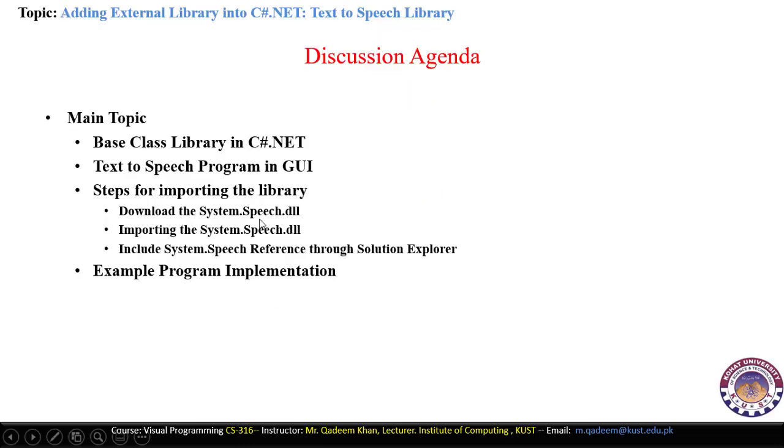This is the discussion of today's class agenda. It contains topics of the base class library in C#.NET. Then we have the text-to-speech program in C#.NET. Then we have multiple steps used for implementing the libraries, where we will perform how to download the system.speech.dll library, then importing the system.speech.dll library into Visual Studio.NET, and then we have to include the system.speech reference files through the Solution Explorer. And at the end, we have a practical example in Visual C#.NET for implementing the text-to-speech program.